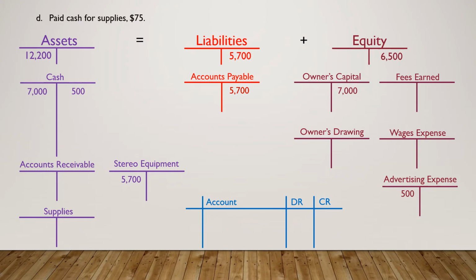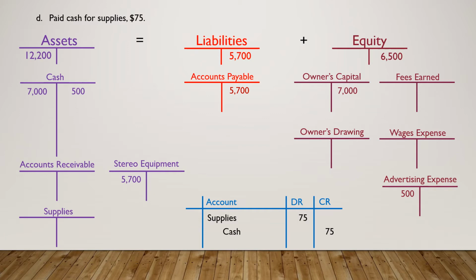Transaction D. Listen Up paid cash for supplies in the amount of $75. Remember, supplies is an asset that we've acquired, but not yet used. Effectively, all we've done is change the asset composition of the business, converting $75 of cash into $75 of company supplies. Our entry will be a debit to supplies and a credit to cash for $75.